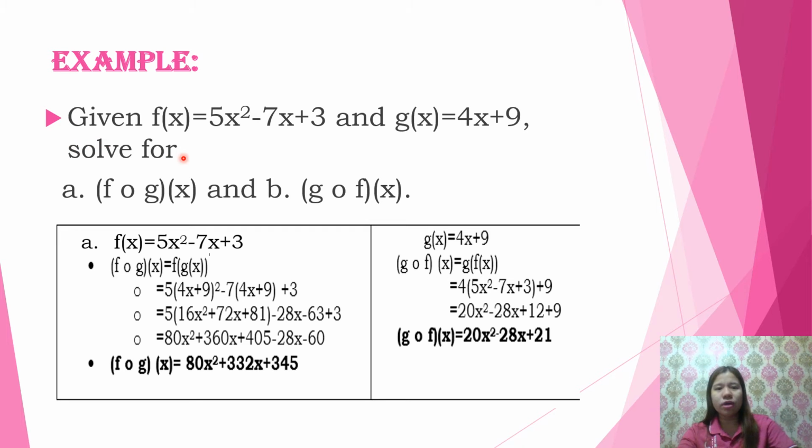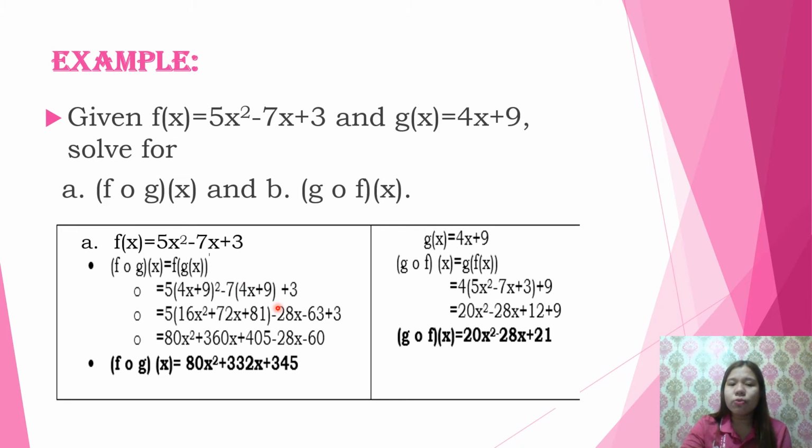Next example. Given f of x is equal to 5x squared minus 7x plus 3 and g of x is equal to 4x plus 9, solve for f of g of x and g of f of x. First, solve for f of g of x. The equation is 5x squared minus 7x plus 3. Here, papalitan lahat ang value ng x ng value ng g of x, which is 4x plus 9. So i-replace na natin dito sa x squared, that is 4x plus 9, and sa negative 7x, yung x nito ay papalitan ng 4x plus 9.